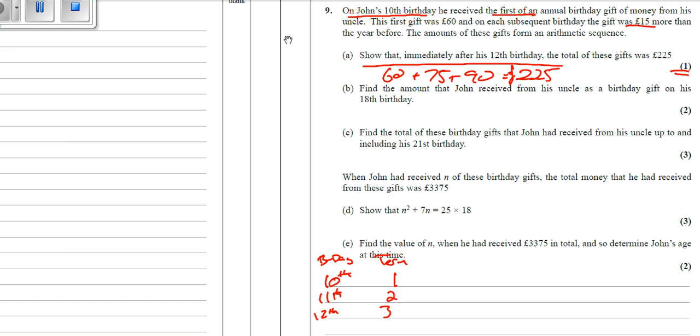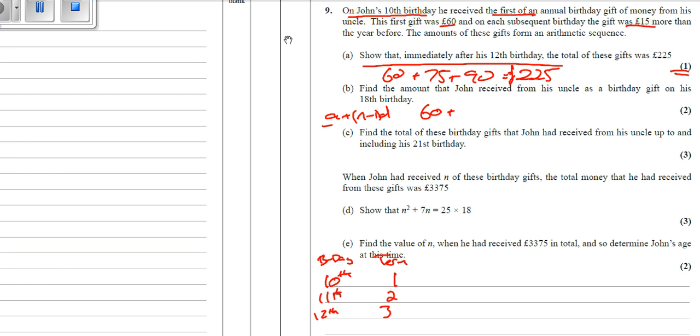Find the amount that John received from his uncle as a birthday gift on his 18th birthday. So we're looking for a given term, or a certain term here. So if we're looking for a certain term, it's going to be a plus n minus 1 d. That's how to find any term. So a is going to be 60, because that's the first amount, so it's going to be 60 plus n minus 1.